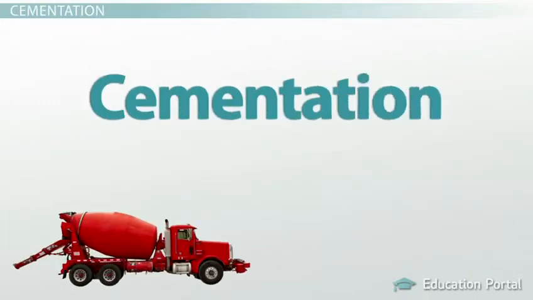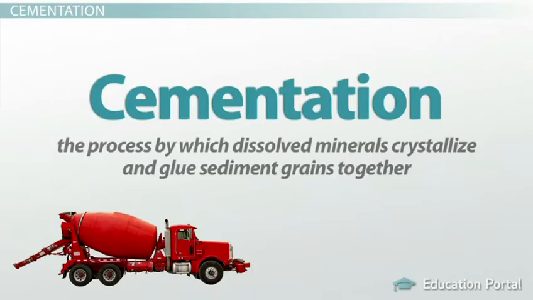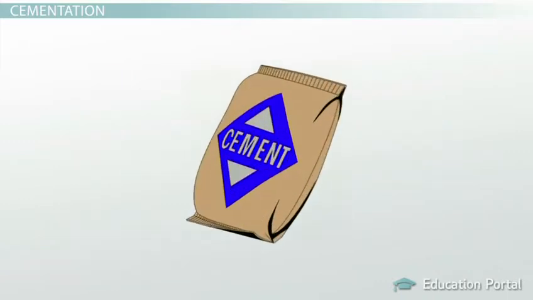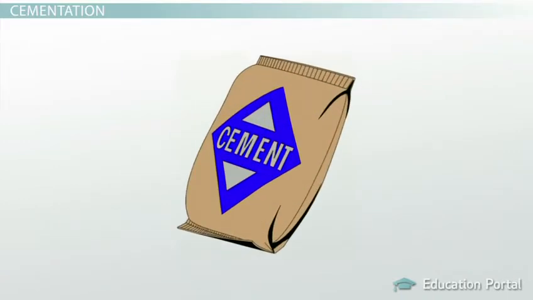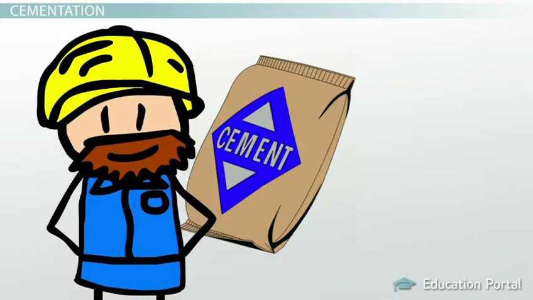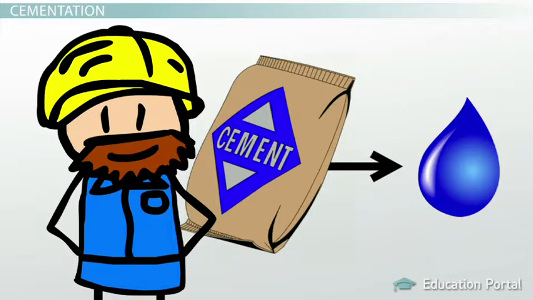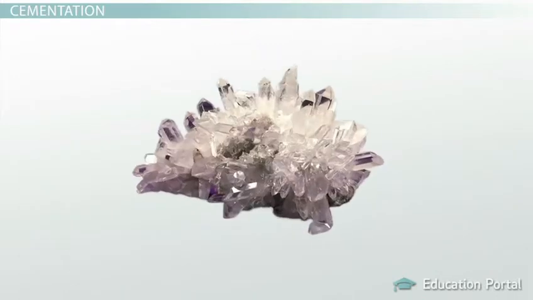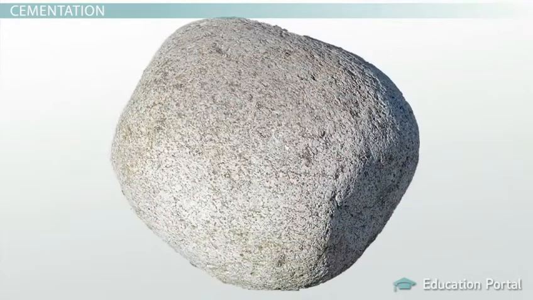Another way lithification of sediments occurs is through cementation. Cementation is the process by which dissolved minerals crystallize and glue sediment grains together. This is an easy term to remember if you think of it like you would a bag of cement. A construction worker will take a bag of powdery cement and mix it with water to bind particles together. With cementation, we have minerals that grow and bind sediment together. The act of cementation is really what forms our sedimentary rocks.